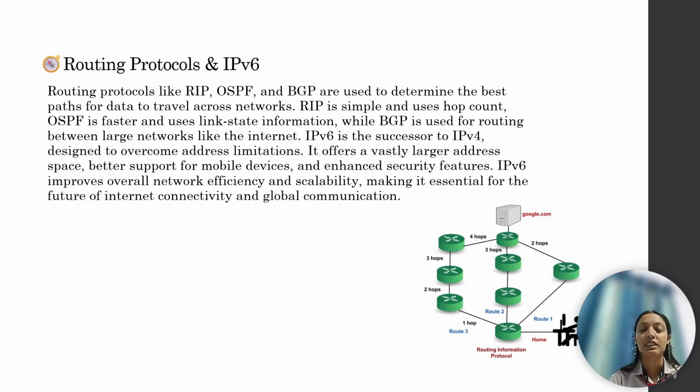Routing protocols and IPv6. This was taught to us in week 3. Routing protocols like RIP, OSPF, and BGP are used to determine the best paths for data to travel across networks. RIP is one of the simplest and uses hop count. OSPF is faster and uses link state information. BGP is used for routing between large networks like the internet. IPv6 is a successor to IPv4, a new version of it. It offers vastly larger address space and improves overall network efficiency.